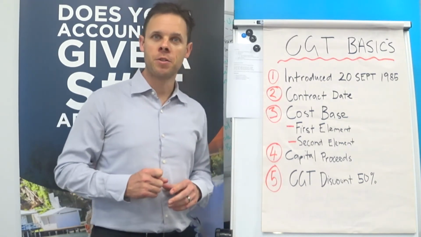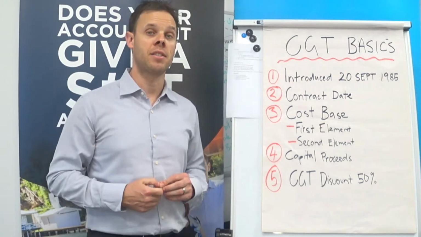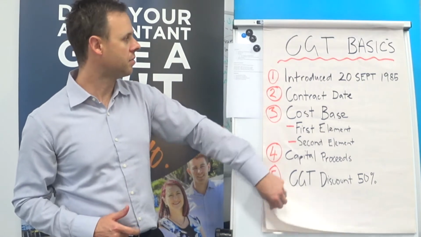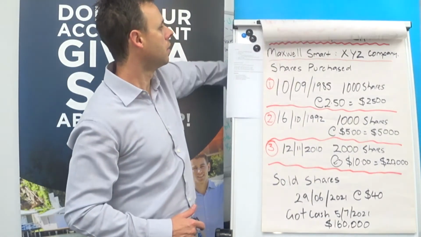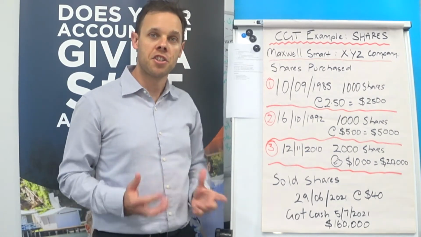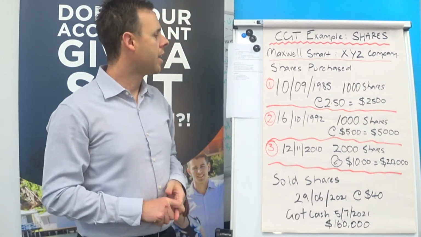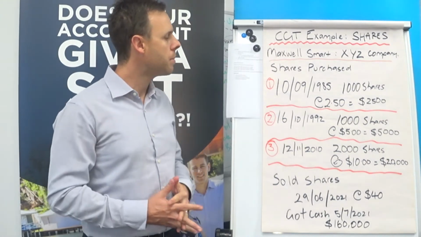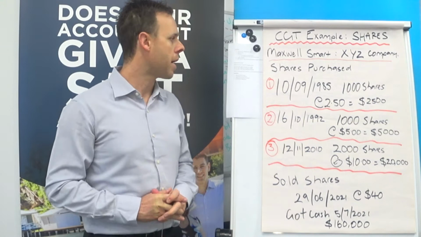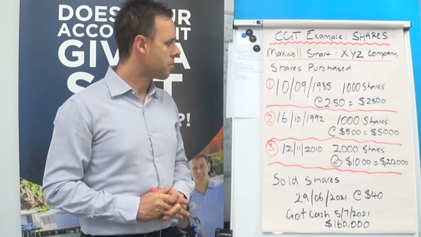So when we're going through some examples on how to calculate capital gains tax, you kind of get what we're doing. So let's just flip to the next page. The first one we're going to talk about is shares, okay? And Maxwell Smart here, he bought shares in XYZ company. This is a company I've just made up with some data here.